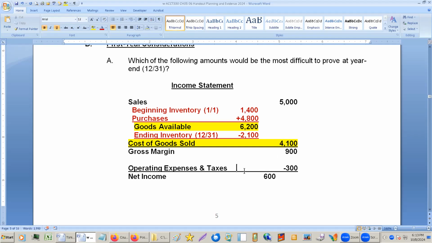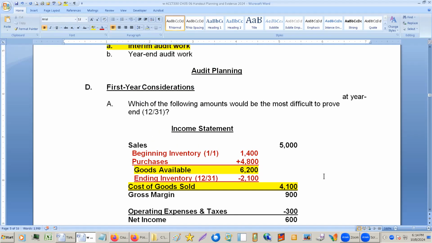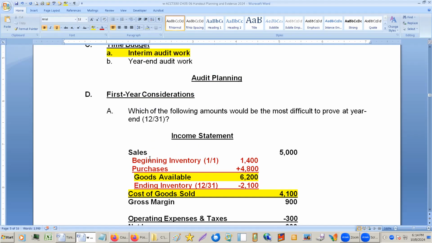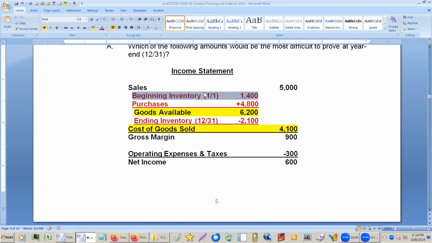Anyone? Maybe purchases? Purchases will probably be second hardest. The most difficult one's going to be the beginning inventory. Unless you were at the audit the previous year, this one is going to be the tricky one.